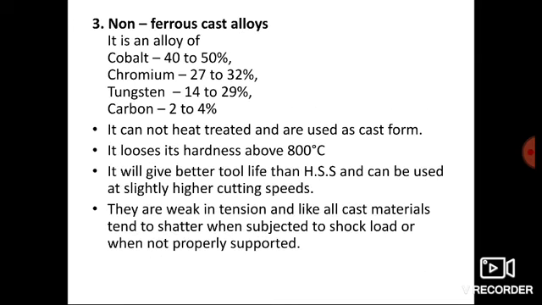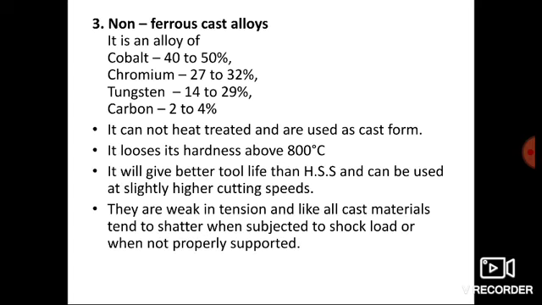The next material is non-ferrous cast alloy. It is an alloy of cobalt, chromium, tungsten and carbon. Cobalt is 40 to 50%, chromium 27 to 32%, tungsten 14 to 29% and carbon 2 to 4%. It loses its hardness above 800 degrees Celsius. So this cutting tool can be used up to 800 degrees Celsius. Beyond that, it will lose its hardness.